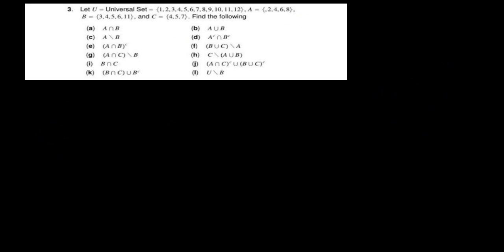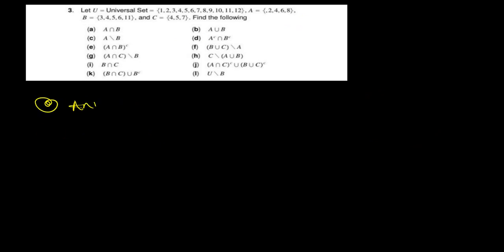Okay, for question 3a, we are saying find A intersection B given the universal set 1, 2, 3 until 12. Set A has these elements, set B has these elements, set C has these. Find the following. We need to be fast here. A intersection B is where A and B intersect. What are the things found in both A and B? I can see 2 is not found in B, 4 is found in B, so we'll put 4. It's found in both sides.